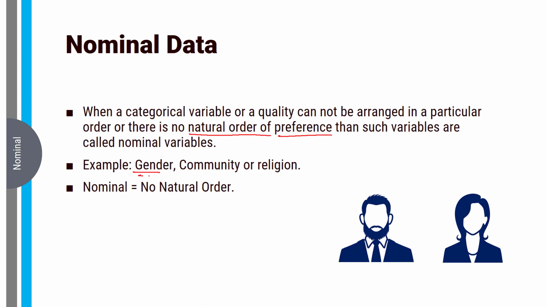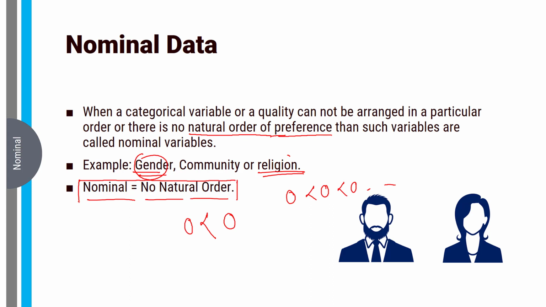For example, in case of gender, you cannot say that a particular gender is less than another gender, right? Similarly, in case of religion, we cannot say that one religion is less than another or so on. That means this kind of information does not have an order, right? You cannot arrange them in any particular sequence. There is no natural sequence to arrange them, right? So the name also suggests nominal means no natural order. So this is what you should always remember: nominal, no order, right?